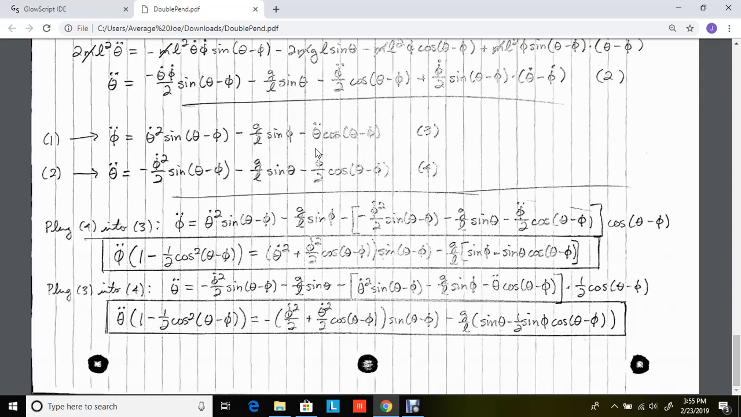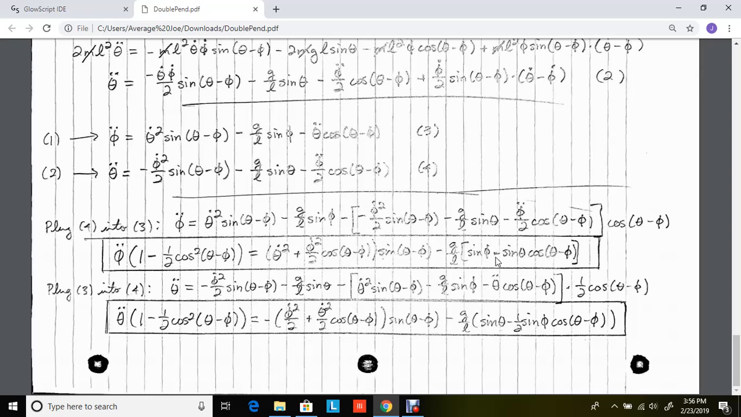But we can't stop here, because we have two double derivatives here, and for the sake of the computer simulation that I drew up based on these equations, we need only one second derivative in each equation. So I substituted these into each other. I ended up with this equation and this equation. And it was very tedious.